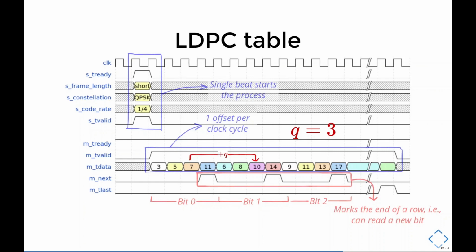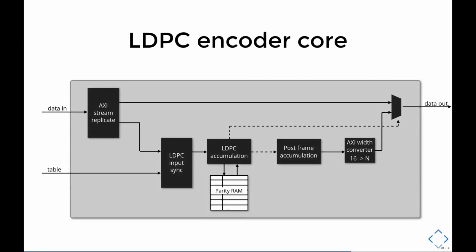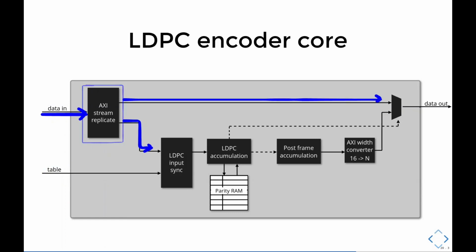Now let's have a look at how the parity calculation is done in the LDPC core encoder. This is the encoder's block diagram. This block takes data and table inputs. The input data stream is replicated in 2 branches. By the way, replicating means a single stream becomes multiple streams. In this case, it allows both output mux and the input synchronizer blocks to back pressure their inputs, and this back pressure is applied to the data input.